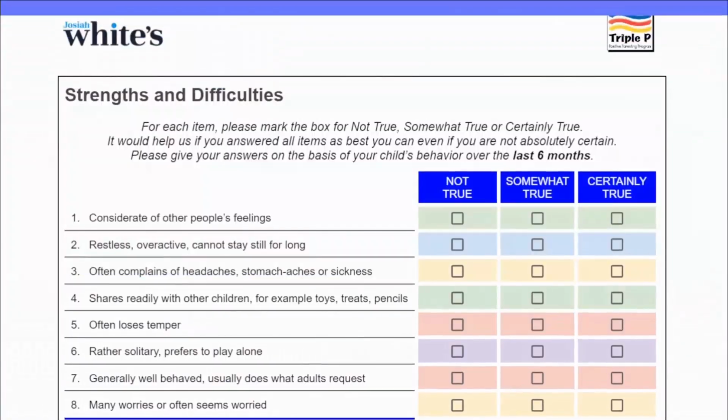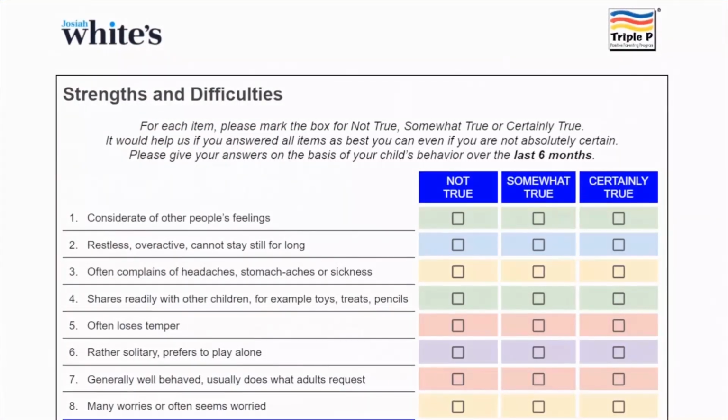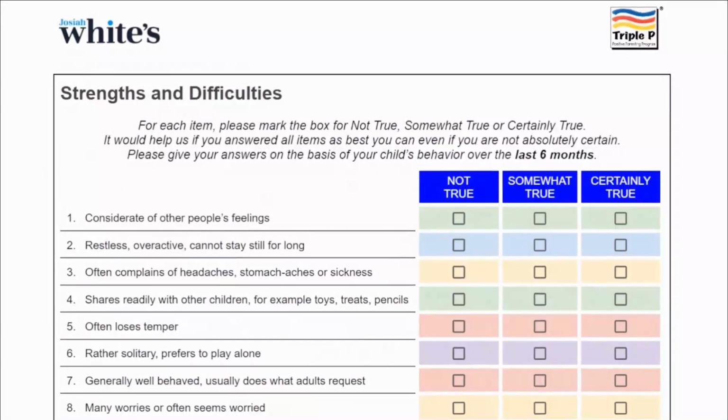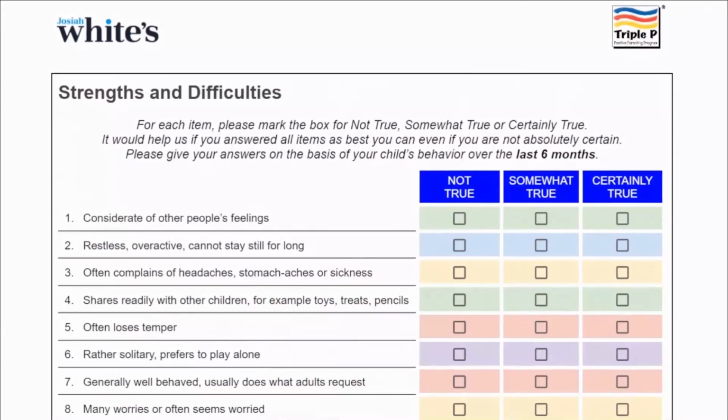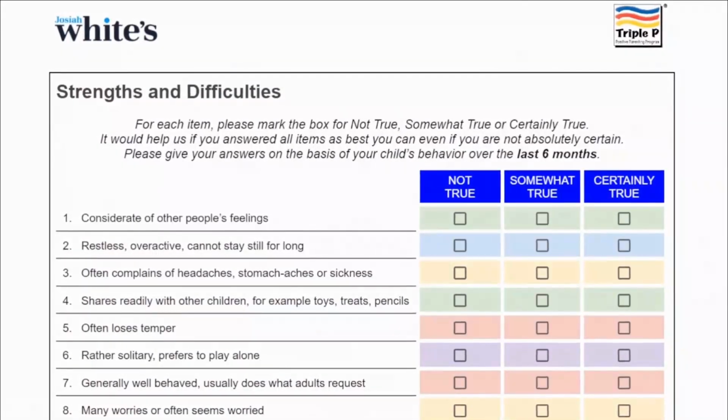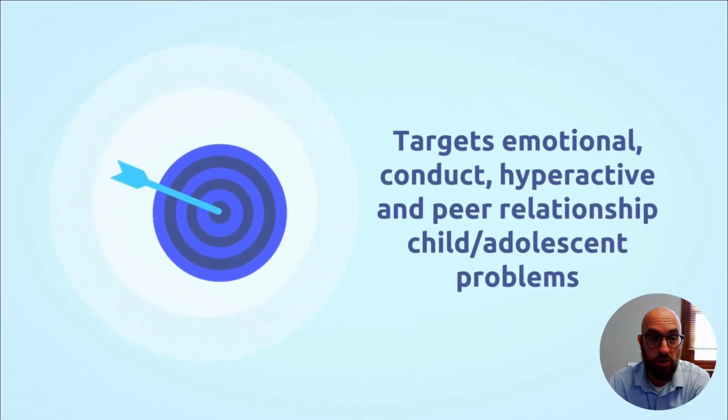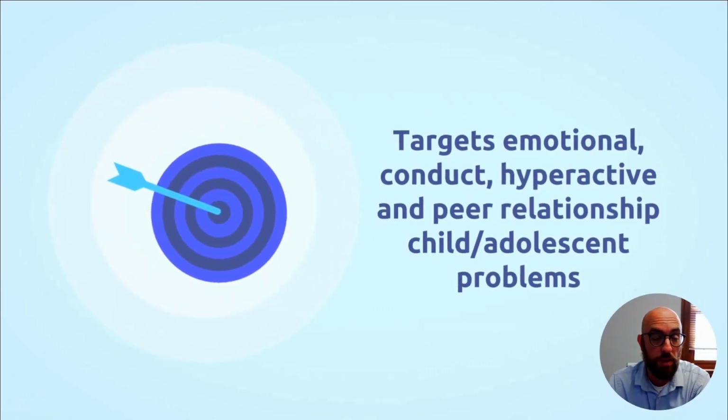Opening the child assessment booklet, you'll find something like this. Now, the assessments, most of them are color-coded, so you can see green, blue, yellow, red, purple. These all are a different subscale for the Strengths Difficulties Questionnaire. Its purpose is to target emotional, conduct, hyperactivity, peer relationship, child-adolescent problems.